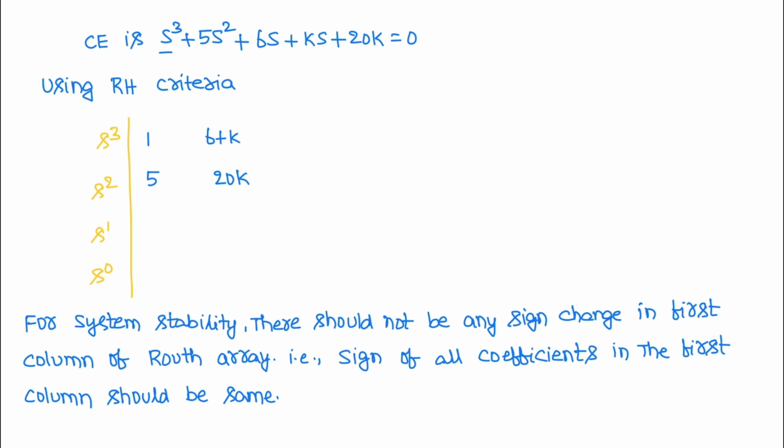So go with the cross multiplication. 20k... 6 5s are 30, minus 20k, plus 6 5s are 30 plus 5k, by 5, and the coefficient of s power 0, the last element, is 20k.